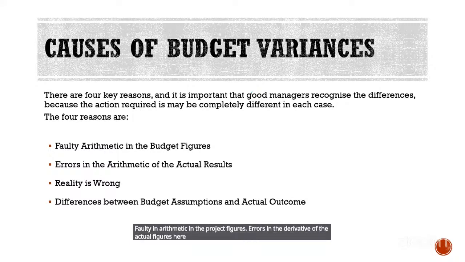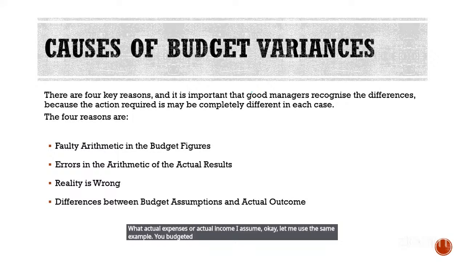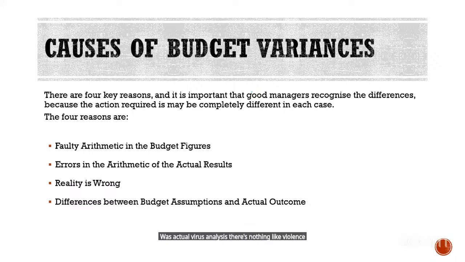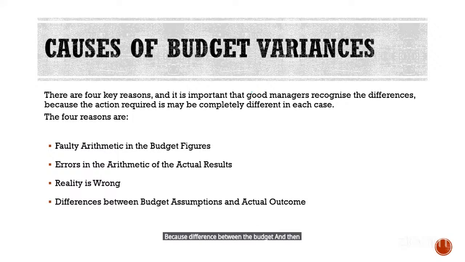You can also have errors when it comes to actual recording of what really transpired, what actual expenses or actual income. Let me use the same example. You budgeted to spend 10,000 naira, and then you went to the market and bought that thing for the same 10,000 naira. Budget was actual. In variance analysis, there's nothing like a variance. What you spent is what you got. But when it comes to recording, you now record, let's say, 1,000 naira. Of course, there's an arithmetical problem in your actual. So that will cause a variance, a difference between the budget and what really transpired, the actual.